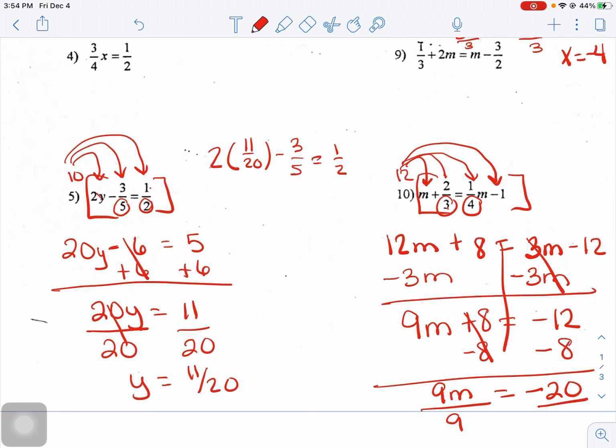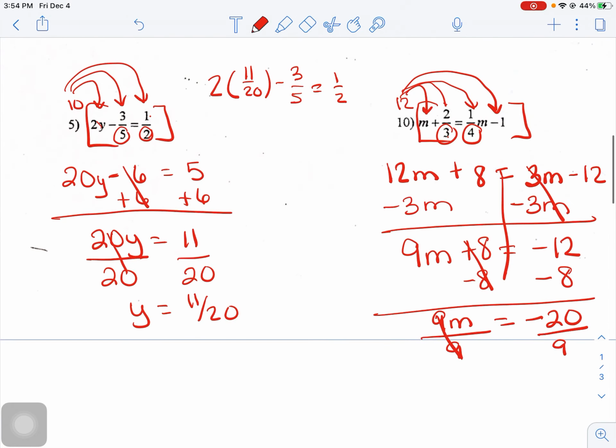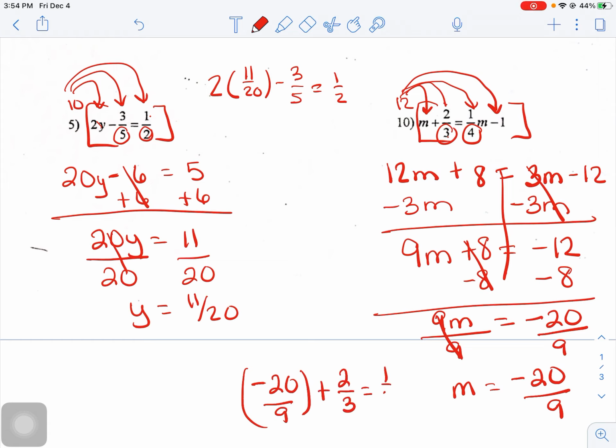Divided by 9, our coefficient. 9 divided by 9 is 1, so we're left with just m, and negative 20/9. Okay, so when we plug that back in, we got to make sure if we plug negative 20/9 back in everywhere in the original problem where m was, it should be the same on both sides. Okay, so you can put that in your calculator and then double check.